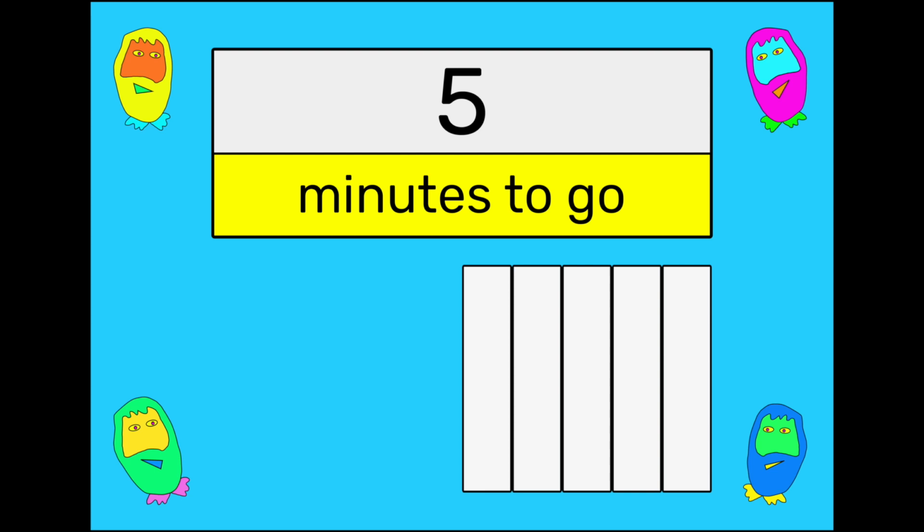Perpendicular. When two lines intersect to form a right angle.